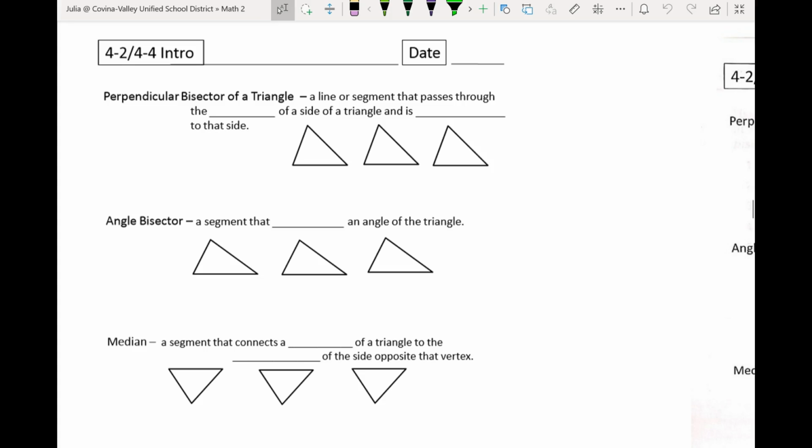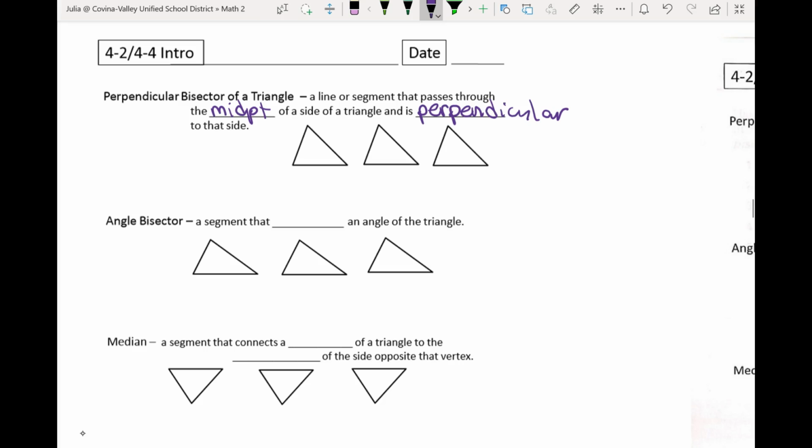And sometimes we say that by it goes to the midpoint, which means that's right in the middle, it cuts it in half. So perpendicular bisector, a line or segment that passes through the midpoint of a side and is perpendicular to that side, or it forms a right angle at the midpoint. So they both have to happen together.